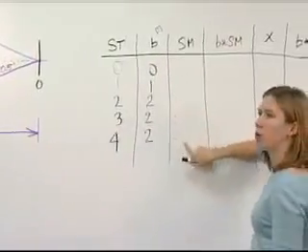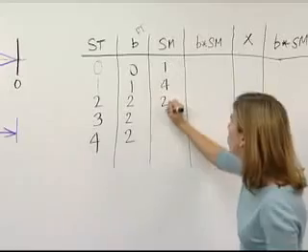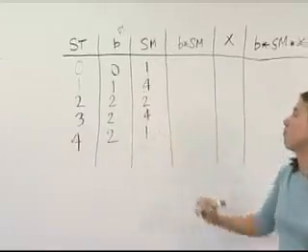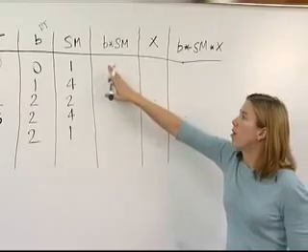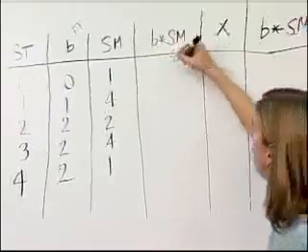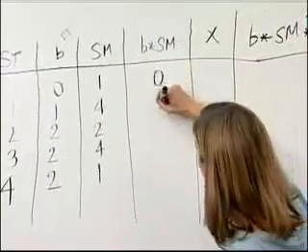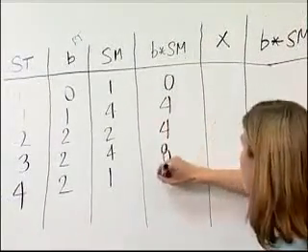Now we use our Simpson's multipliers again. This time 1, 4, 2, 4, 1. So those are our multipliers. Then we're going to multiply the beam of the vessel times the Simpson's multiplier. That will give us 0, 4, 4, 8, and 2.